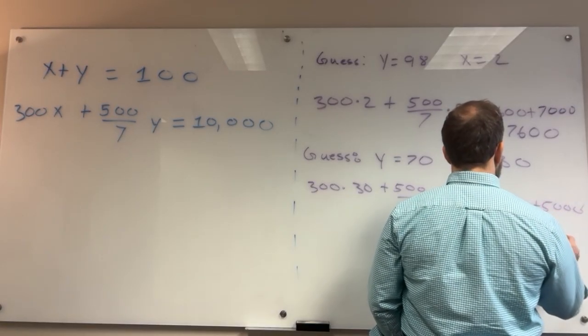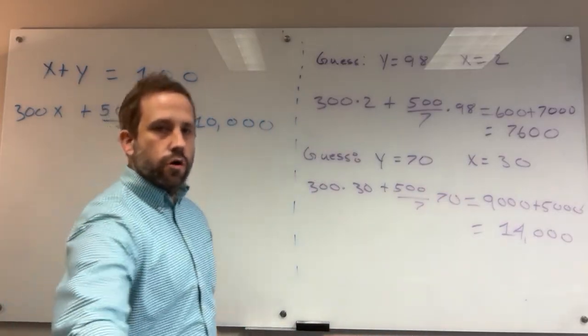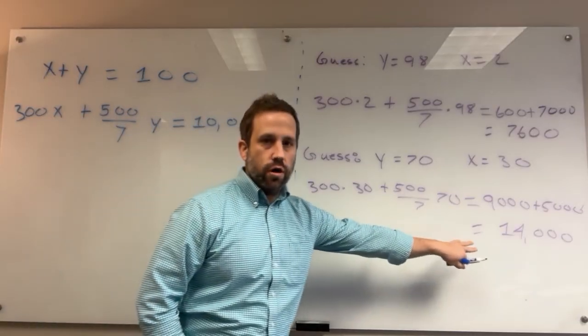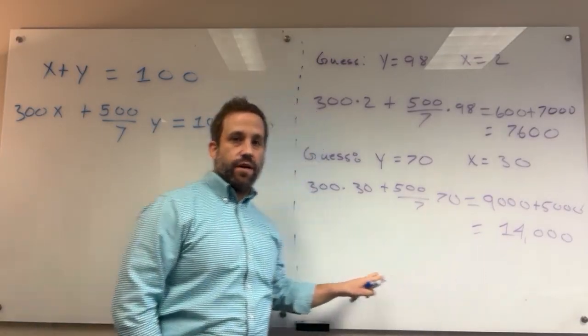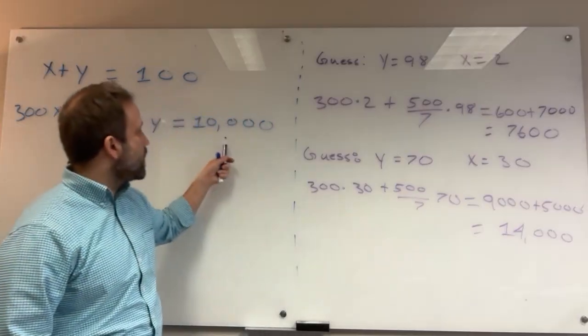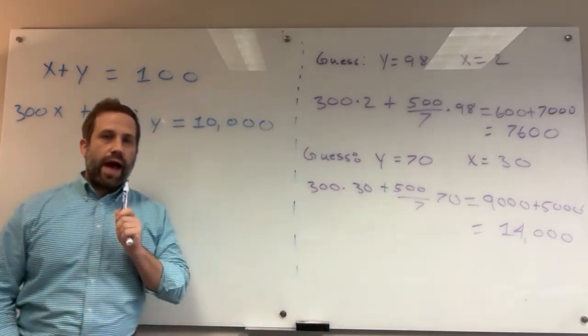And this is equal to 14,000. Okay, so notice what we have here. With this guess right here, we get more. So this is called a surplus guess because we've put in numbers and we've gotten more than 10,000. And then this would be a deficient guess. Okay, so how can we use that?